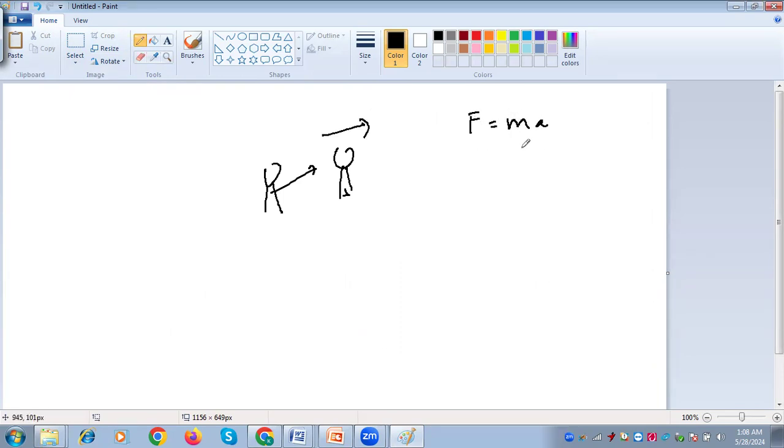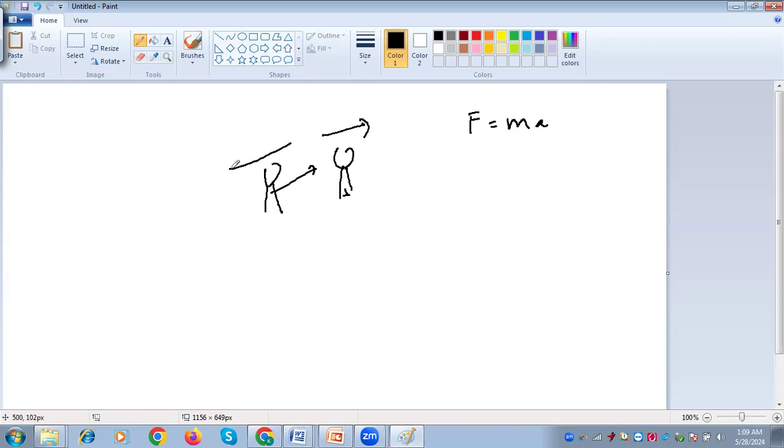The boy gains momentum in the forward direction. He accelerates because initially the boy was at rest, so the initial velocity was 0. Now he gains velocity in the forward direction. So the boy accelerates, and the force applied by the girl is F is equal to ma.